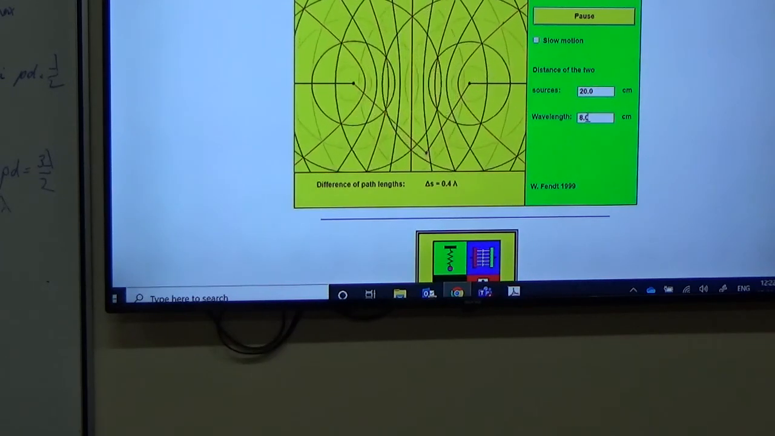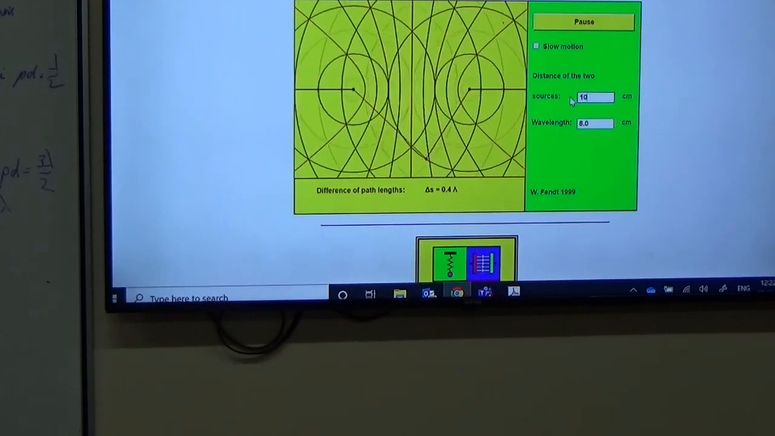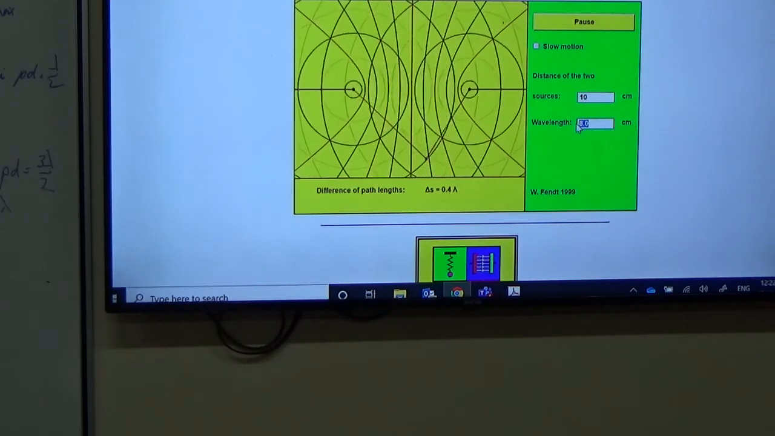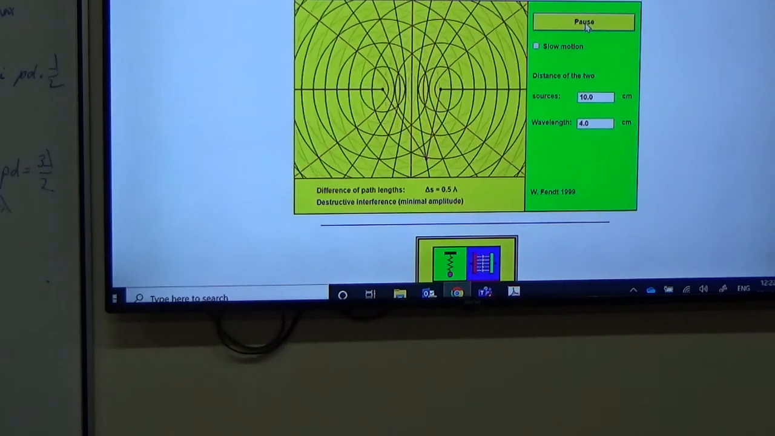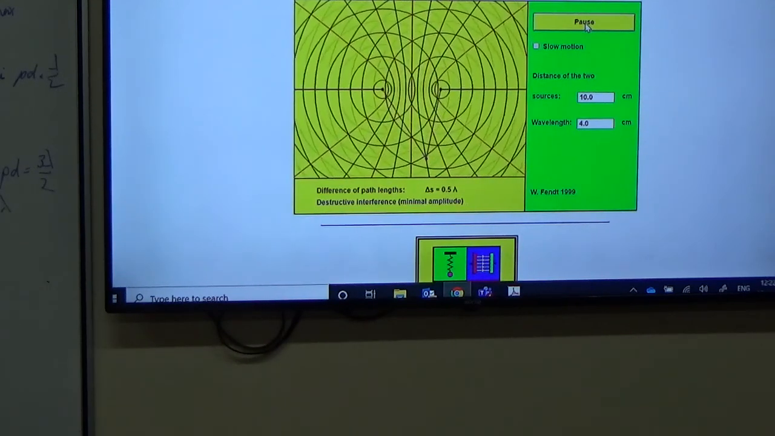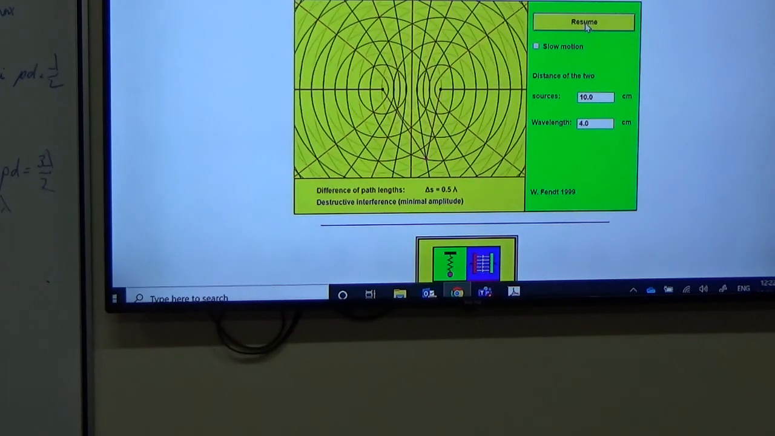Let's go back to 10, the original diagram, 10 and 4 I think was our original one. 10 and 4, resume. Okay, so yeah, there we are on that nodal line. I want to pause it as it's generating a peak again. There's trough and peak. Close enough.